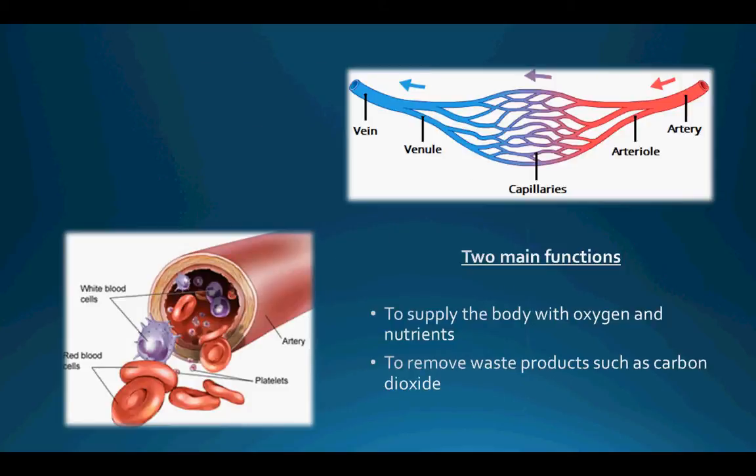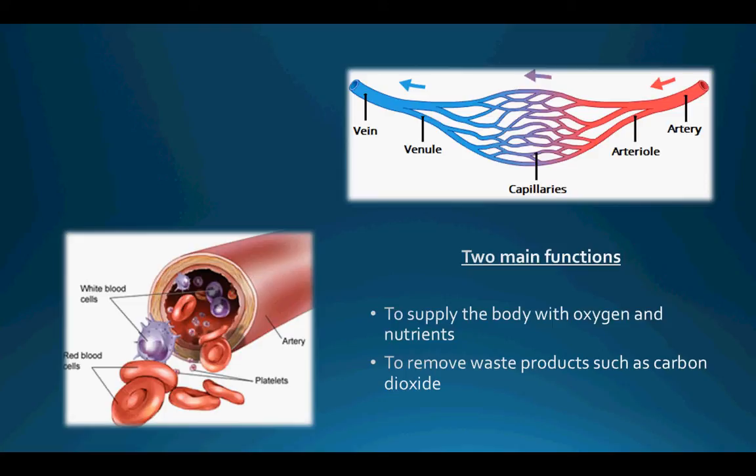The next 2 components of the cardiovascular system are the blood vessels and the blood itself. In the top right hand of your screen now, you can see the different types of blood vessels. Now, the red blood vessels carry oxygenated blood and the blue blood vessels carry deoxygenated blood.